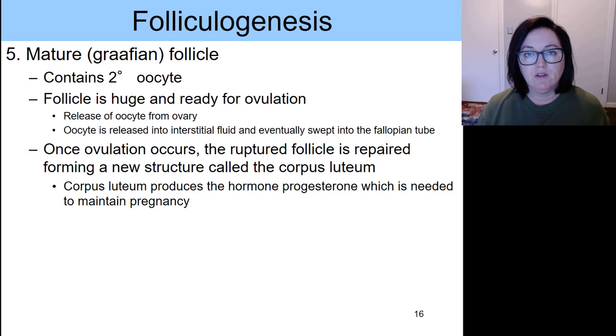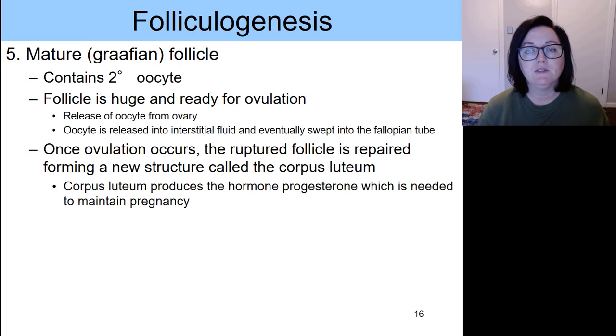After ovulation, the follicle is not finished yet. The follicle gets repaired, and it gets changed into a new structure called the corpus luteum. Corpus luteum means yellow-bodied structure, and this structure is indeed yellow. The corpus luteum is really important because it produces the other female hormone, progesterone. Progesterone is needed to maintain pregnancy.